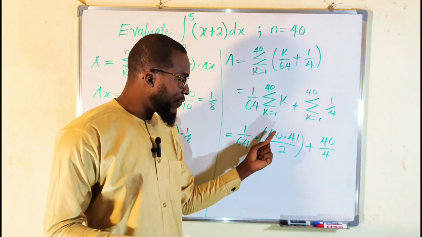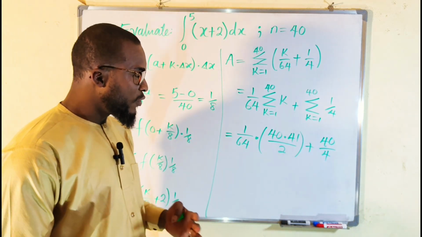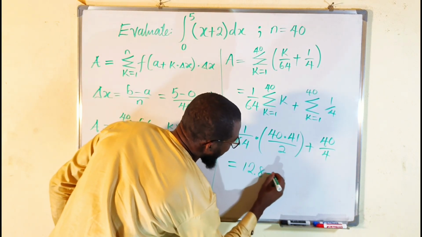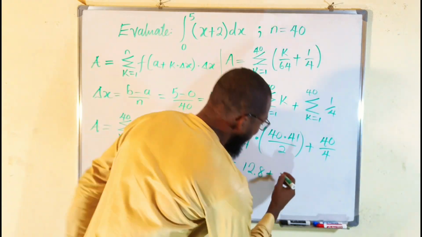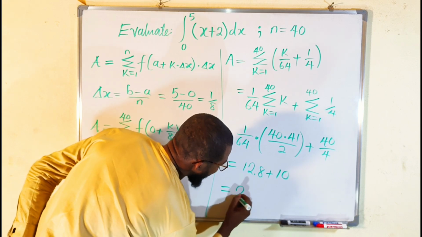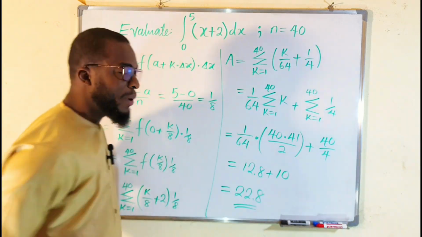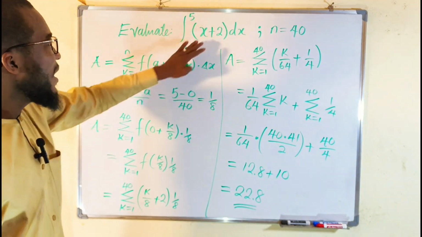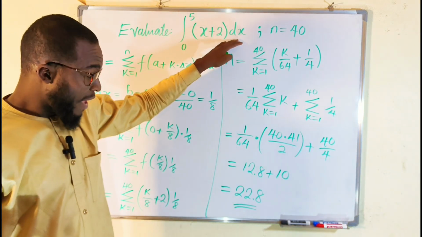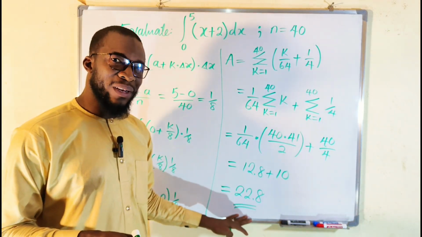1 over 64 times 40 times 41 divided by 2, you're going to obtain approximately 12.8. Then plus 40 divided by 4 is 10. If you add this together, you have 22.8 approximately in just one decimal place. So this implies that the area under the curve between 0 to 5 of the function x plus 2 with respect to x, taking 40 rectangles, will give you 22.8.